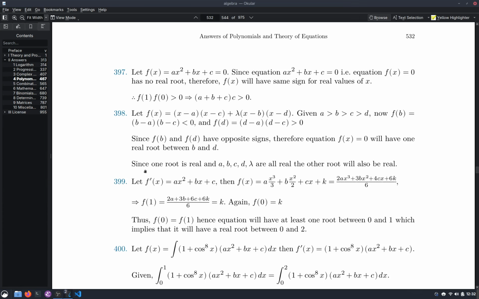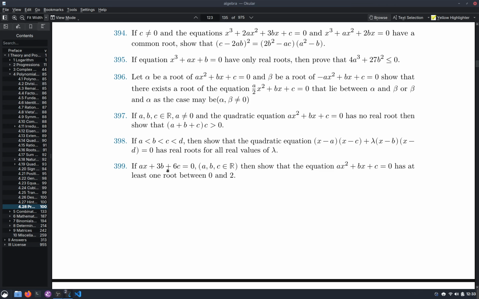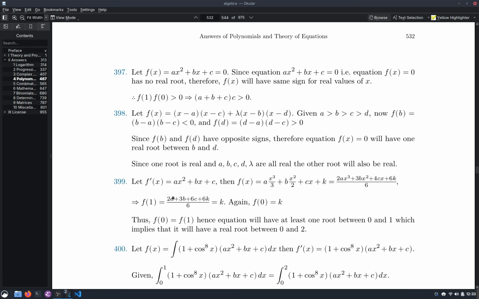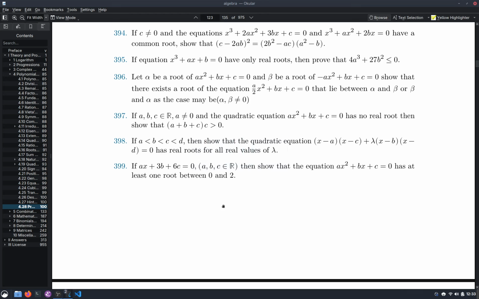There are a lot of typing mistakes in this. This should be 2a plus 3b plus 6c. So from here, it would become 0. And then 6k by 6 will be k. So there are lots of typing mistakes. I will totally read the problem again.